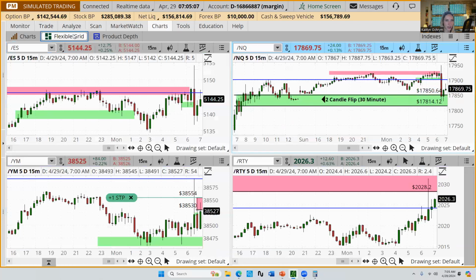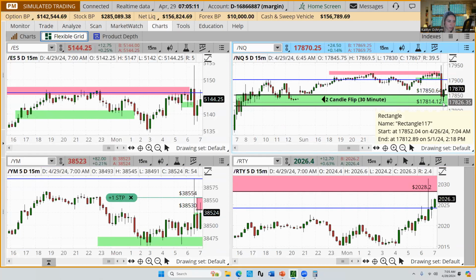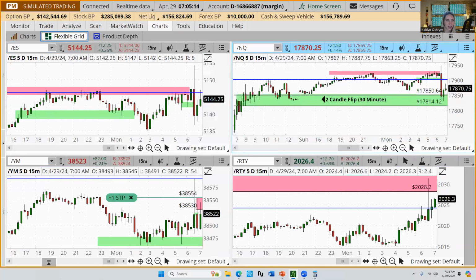All right, and then equity indexes. See, we didn't want to go short too soon on the NASDAQ. 2-candle flip zone is holding. I was a little bit hesitant with all the selling pressure that we were seeing on the equity indexes. Buying is coming in at this point. Just be cautious that if we do start to see a drop, the Russell is the one that we have this set up for that wick over wick reversal.